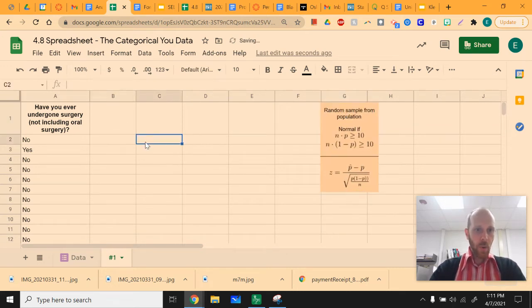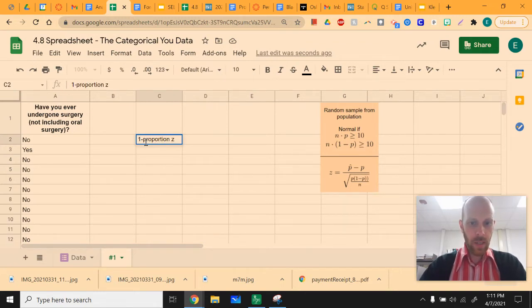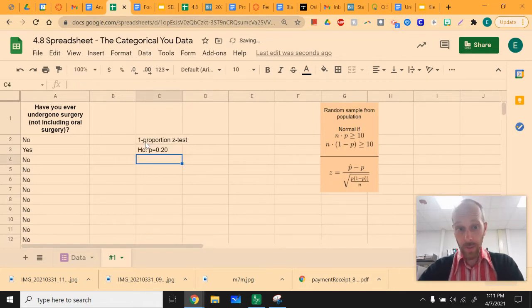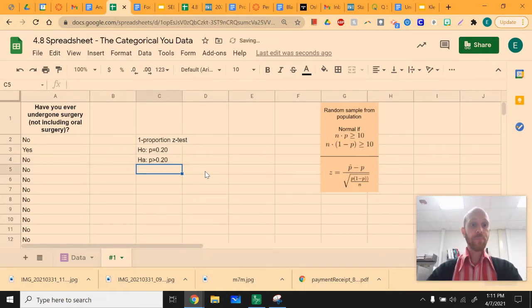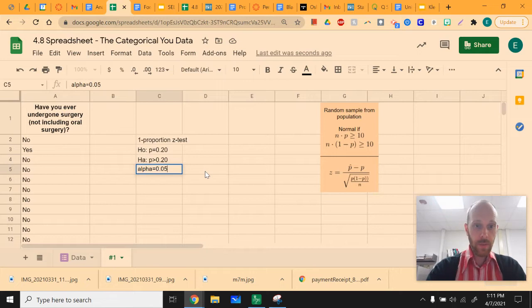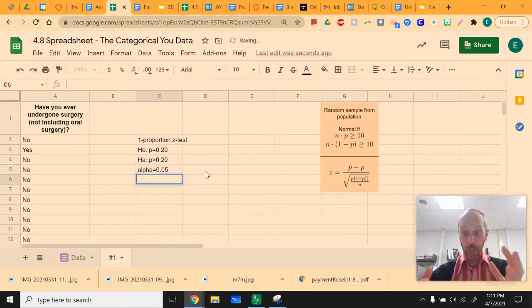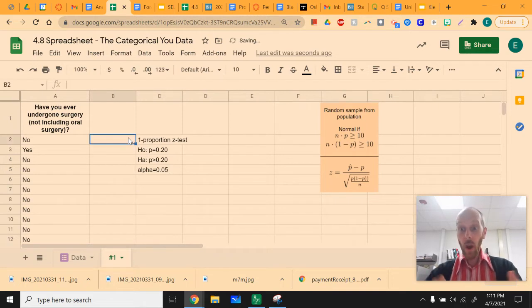All right, so let's see. We know that this is a one proportion Z test. We also know that our null hypothesis is that the proportion is the same as the national proportion that had surgery, which is 20%, and that our alternative hypothesis is that at BHHS, that proportion is higher. Let's assume for all of these that alpha is equal to 0.05. You're going to be turning in this spreadsheet as your work, so you are welcome to copy things down as we move along. All right, so that's step number one on our phases.